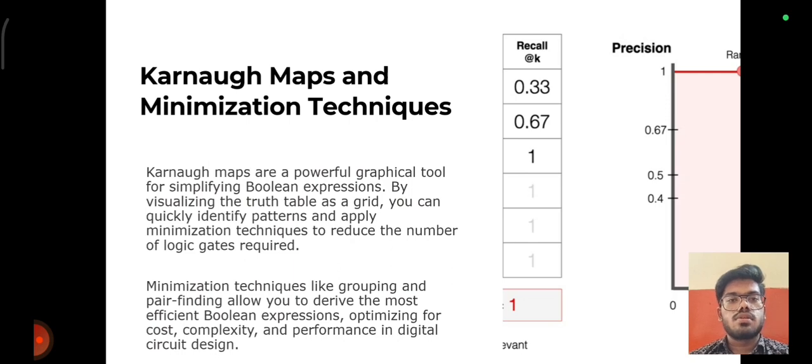Minimization techniques. Corner maps are a powerful graphical tool for simplifying Boolean expressions by visualizing the truth table as a grid. You can quickly identify patterns and apply minimization techniques to reduce the number of logic gates required. Minimization techniques like grouping and pair finding allow you to derive the most efficient Boolean expression, optimizing for cost, complexity, and performance in digital circuit design.